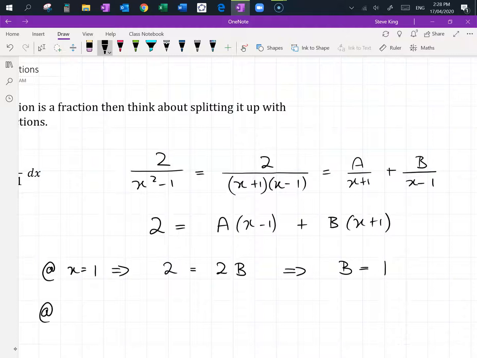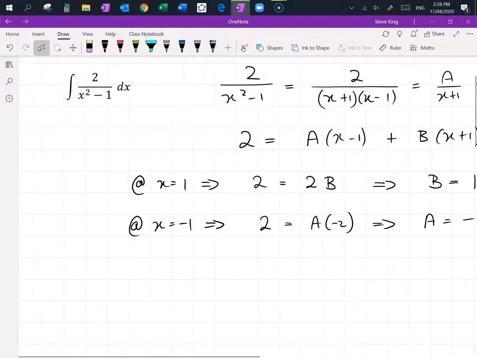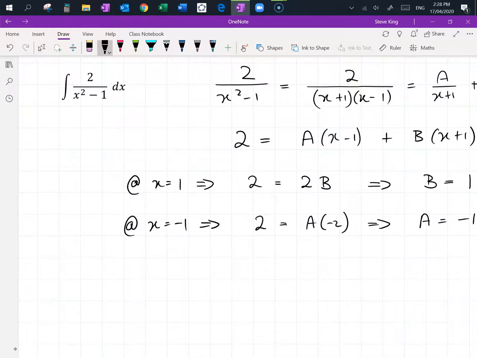If I go and look when x is equal to minus 1, what do I have then? I'm going to have 2 is equal to a times minus 2. And in this situation, I'm going to be able to say that a is equal to minus 1. So I now have a way of being able to rewrite this function. I'm going to have a way of being able to rewrite the integral.